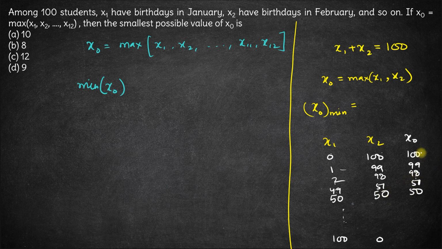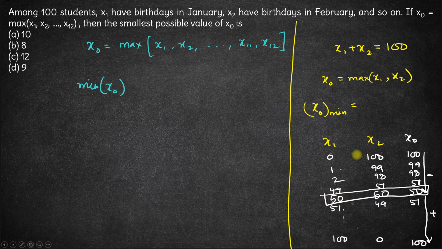So what's happening is x naught decreases as x1 and x2 become close to each other. After this x1 will become 51 and x2 will become 49, so x naught will be the max of 51 and 49. So what happens? Now x naught starts increasing, and in the end x naught becomes equal to 100. So here x naught is decreasing and then x naught starts increasing. So when is x naught least? It is least when both the numbers are equal. So this is the pattern that we need to understand.